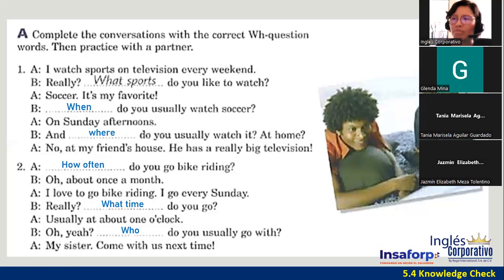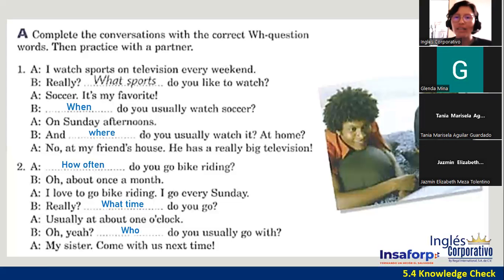I watch sports on television every weekend. Really? What sports do you like to watch? Soccer. It's my favorite. Oh, and when do you usually watch soccer? On Sunday afternoon. And where do you usually watch it? At home? No, at my friend's house. He has a really big television.